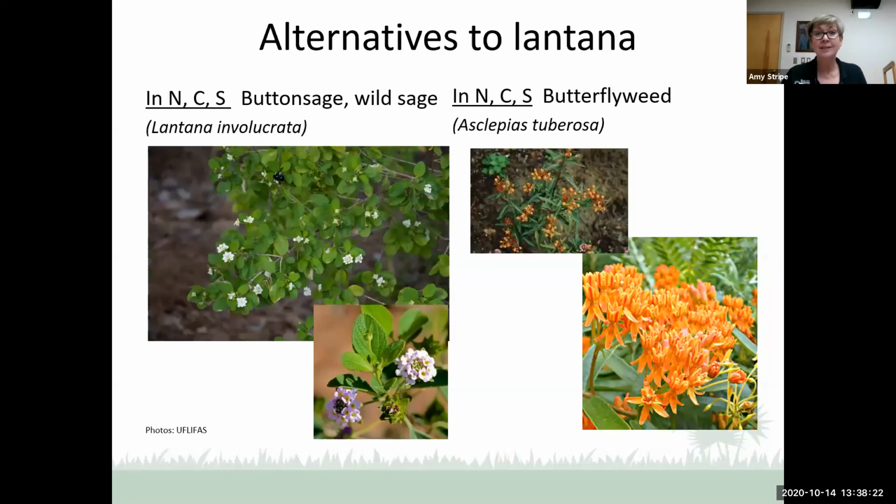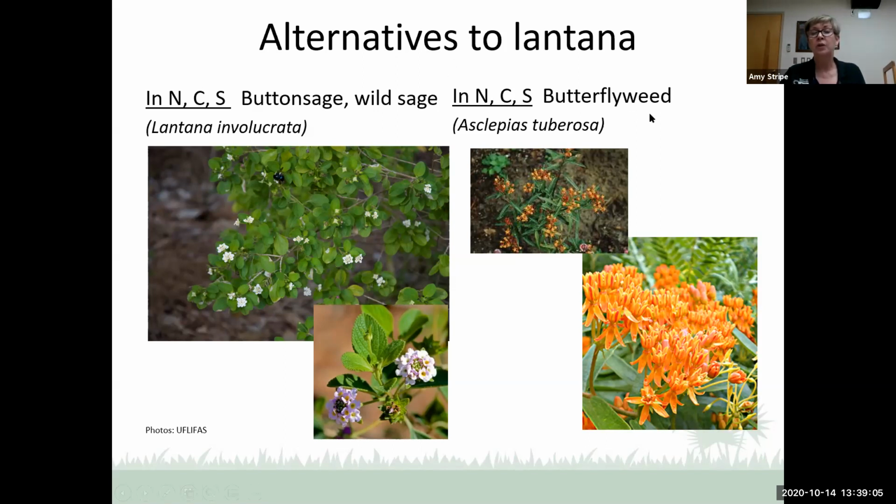So there is a native lantana. In fact, there are 3 native lantanas in Florida. The most widely available is probably Lantana involucrata, this beautiful little plant called button sage or wild sage. It's not as showy as your Lantana strigocamara, but it has a really pretty little blossom. It is loved by pollinators and widely available, I should say, at native plant nurseries. You have to be careful buying native lantanas because sometimes they have cross-pollinated with the camara, and you might have something on your hands that you don't really want.